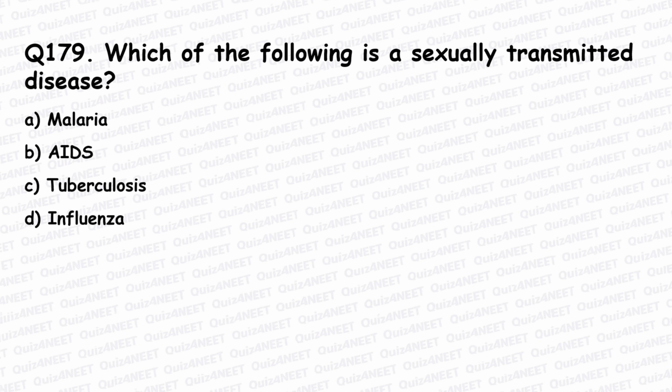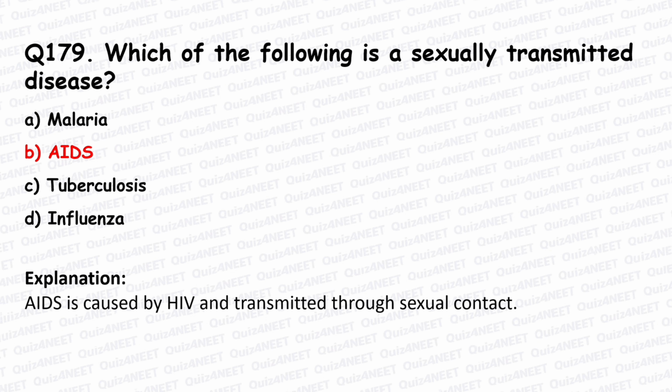Q179. Which of the following is a sexually transmitted disease? A. Malaria, B. AIDS, C. Tuberculosis, D. Influenza. Answer: B. Explanation: AIDS is caused by HIV and transmitted through sexual contact.